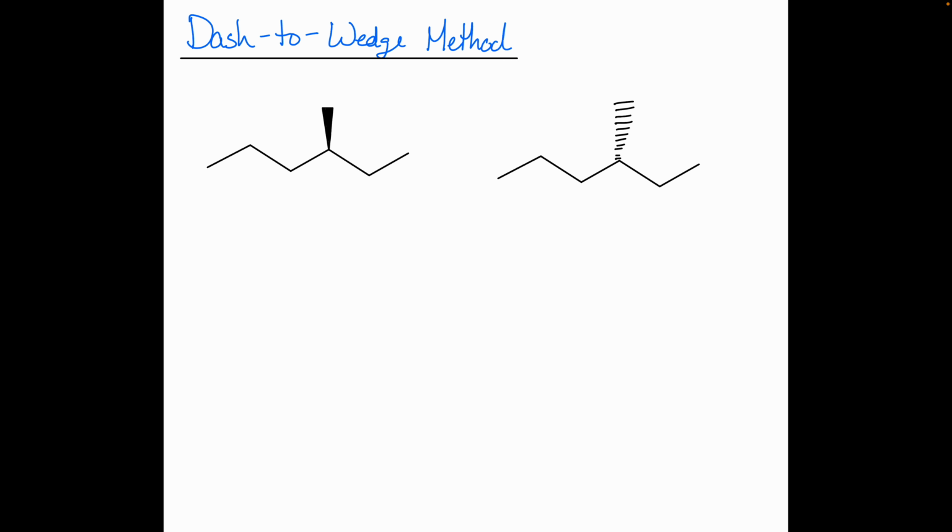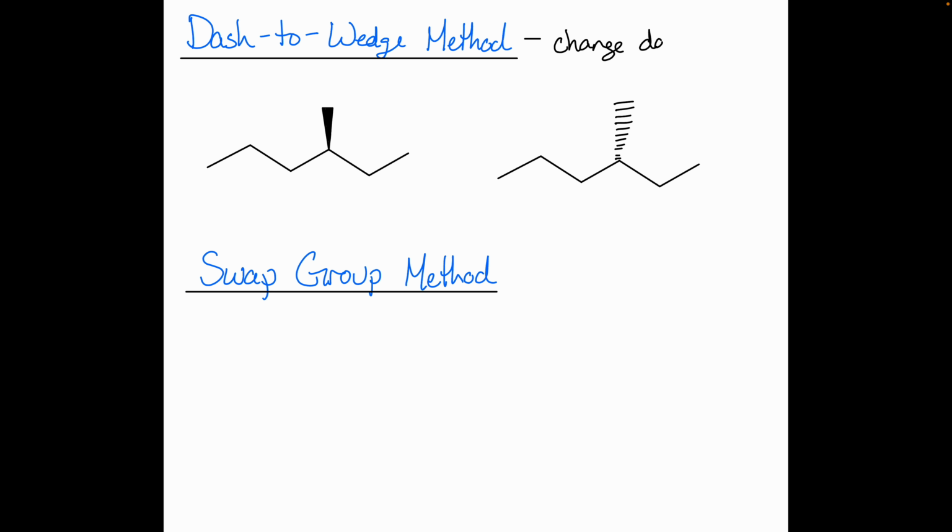And the last one is what we're going to call our swap group method. All right, I guess to be clear, our dashed wedged method, this was to change dash to wedged. And wedge to dash.